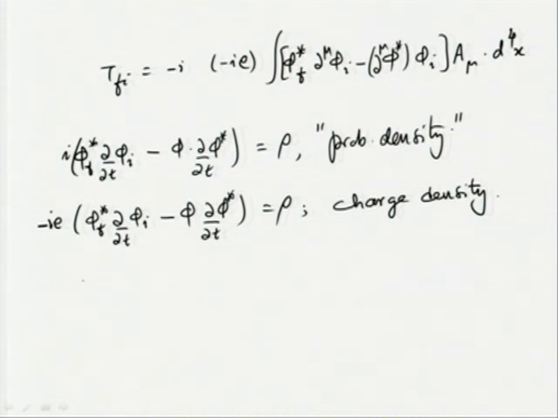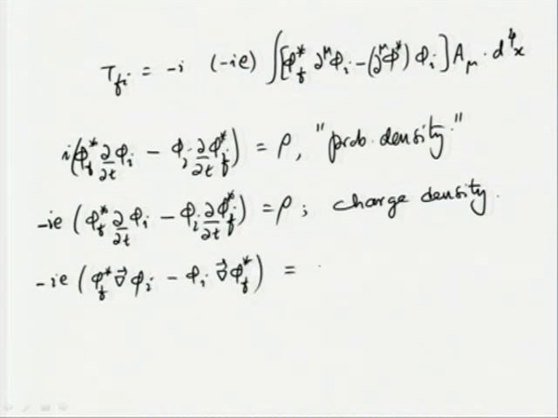Similarly, we have the spatial component here, which is −i e times φ_f* grad φ_i minus φ_i grad φ_f*. This, with φ_i and φ_f, is essentially what we call the current density.